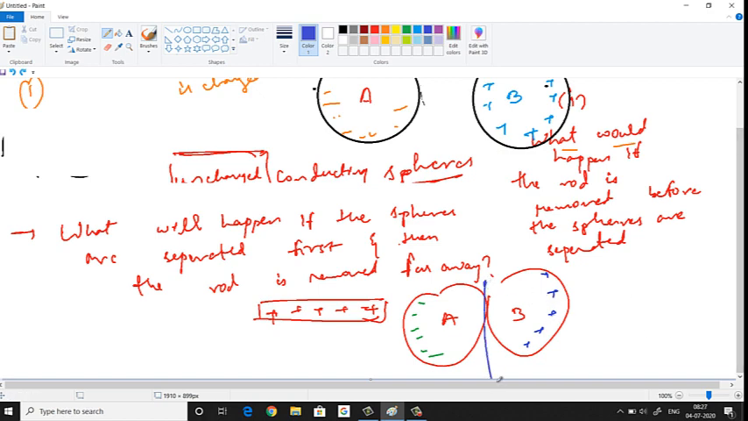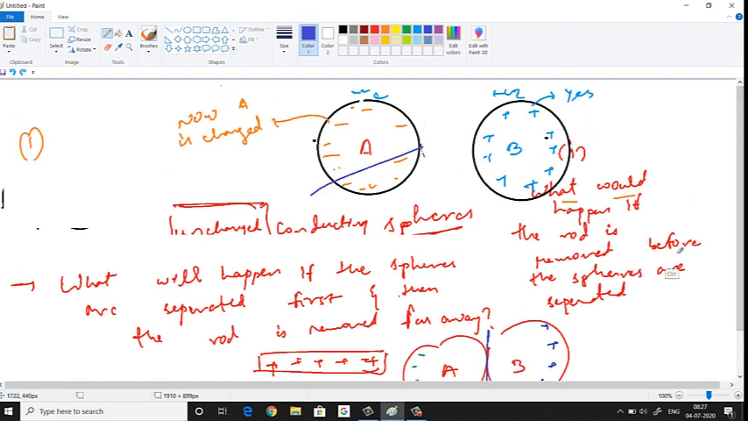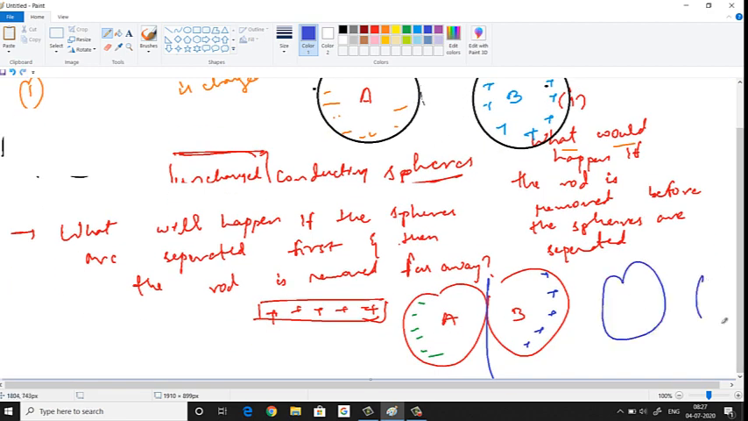Now, first we have to separate the spheres. Separating the spheres means first A and B we have to separate, obviously keeping the glass rod near A only. So A will be separated, B will be separated. Okay, fine, we separated them. Now the glass rod is removed far away.